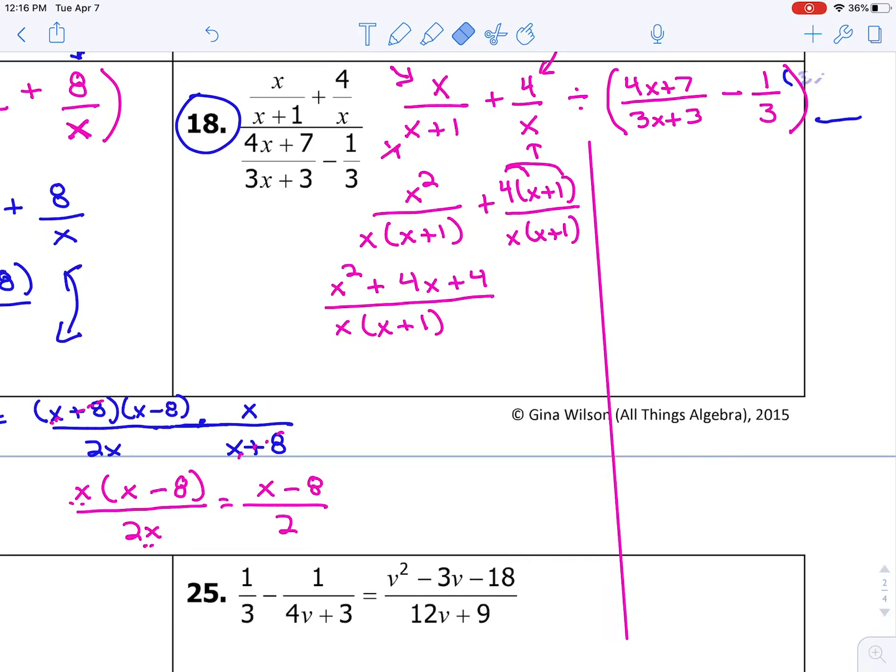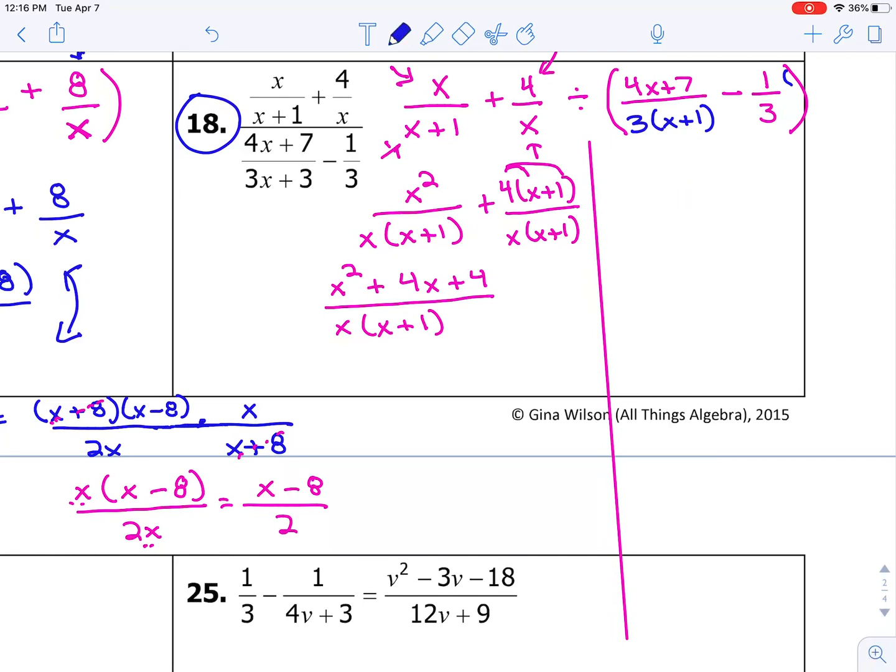So it will be a more efficient way to do the problem if I factor 3x plus 3 to this. So let's just think about that. And you'll see why we did that in a minute.